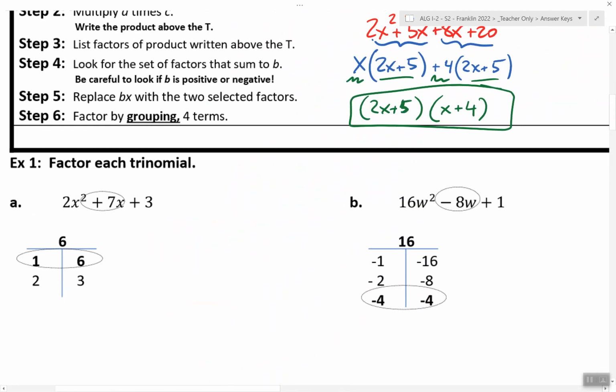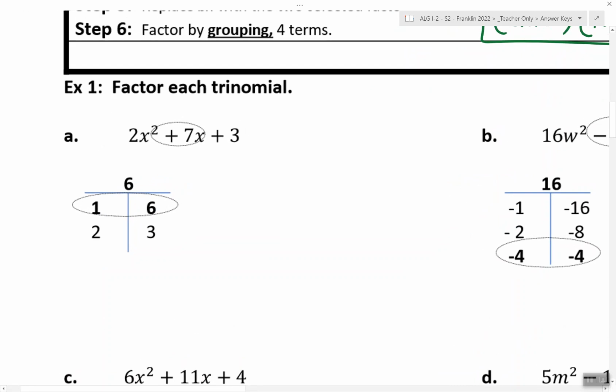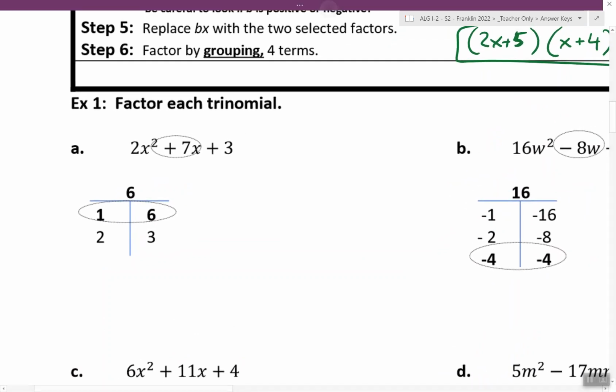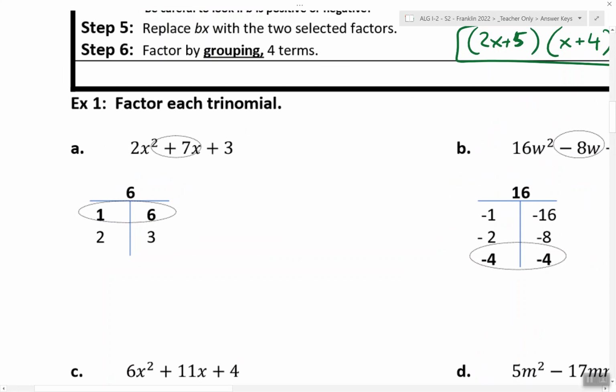So let's try some. Now these first four have the first part done for us. So we're looking at example 1a here. We have 2x squared plus 7x plus 3. And we want to find two numbers that multiply to 6, 2 times 3 here is 6, but add to 7. And you can see from the table, they've done that. That's 1 and 6. Those numbers multiply to 6 and add to 7.